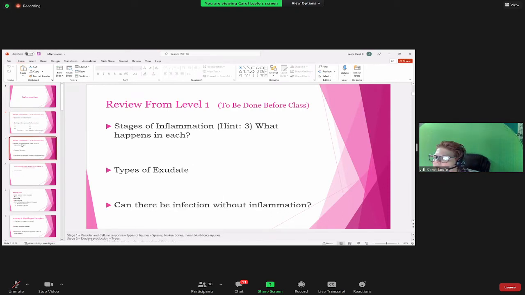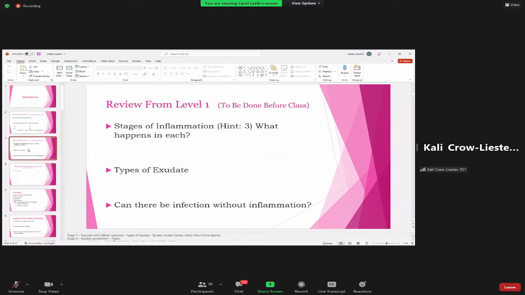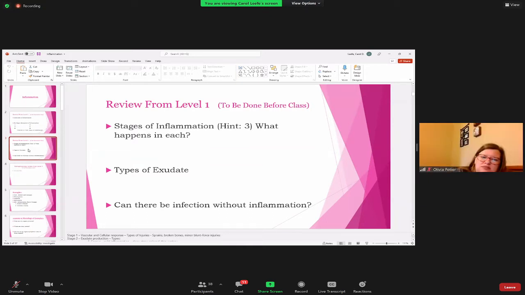All right, so stages of inflammation, we kind of touched on that with the homeostasis, and as it goes through the vascular and cellular response, and then the exudate production. So what kinds of exudates are there? Serous. Sanguineous. Purulent. Good, good, good.